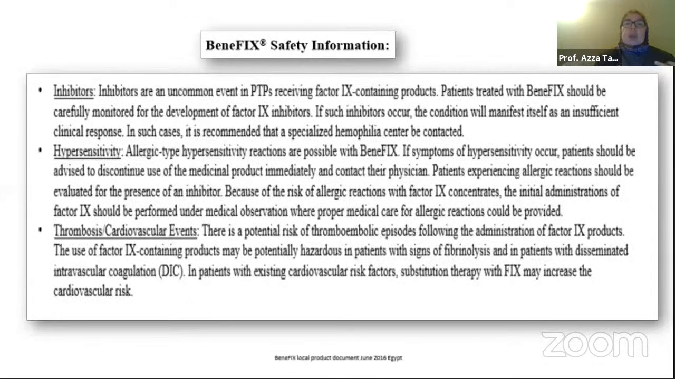Safety informations. Inhibitors are an uncommon event in previously treated patients receiving factor IX containing products. As we said, it's less than 5%. It will manifest as insufficient response. In such cases, it's important to refer the patient to a specialized hemophilia center. If the patient develops hypersensitivity, check for inhibitors development. Thrombosis and cardiovascular events are still a potential risk in patients having factor IX replacement therapy.